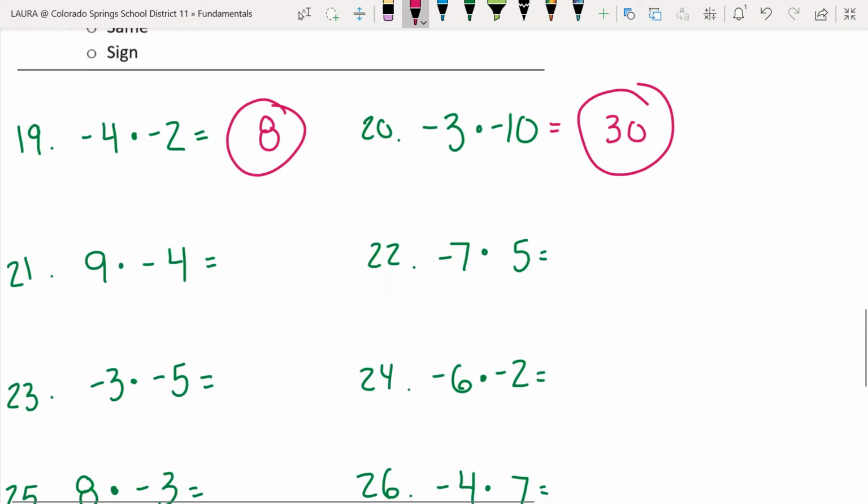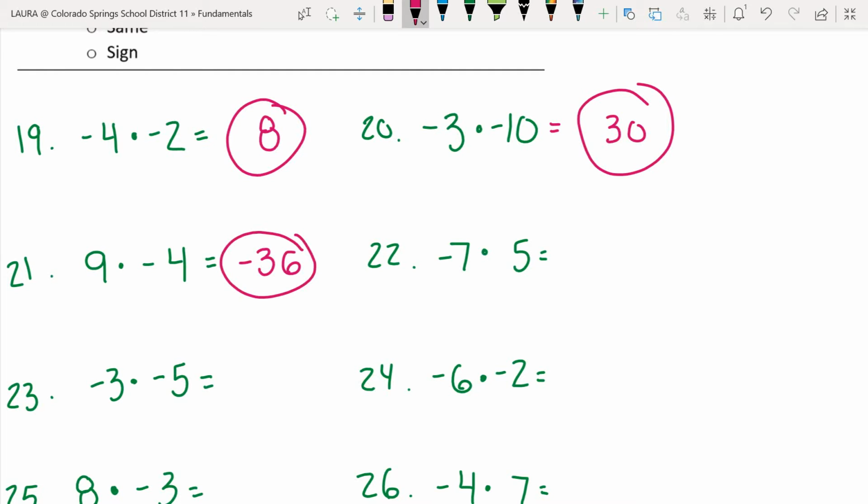Then number 21, we have 9 times -4. So I just multiply 9 and 4. That's 36. But this time, I only have one negative number. That just means my answer is negative. So number 21, we get -36.